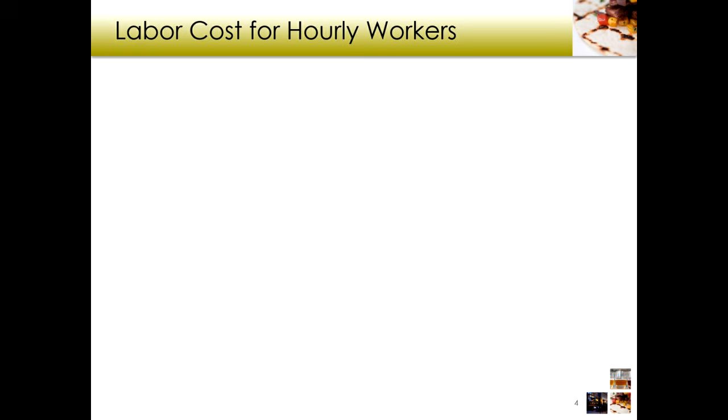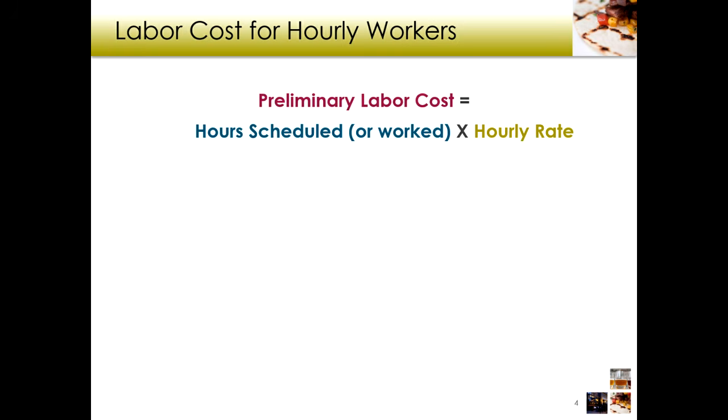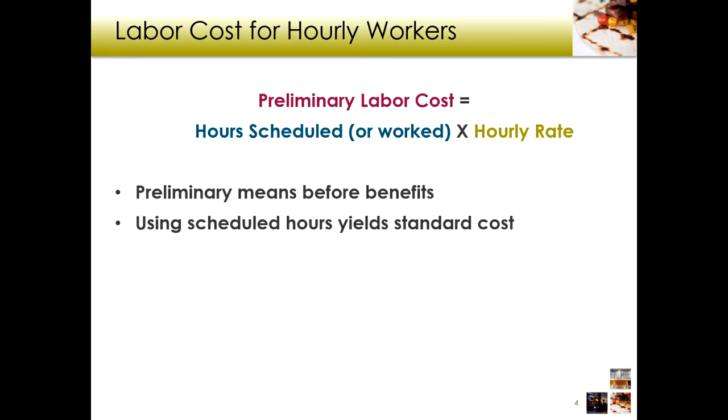So how do we calculate labor cost for hourly workers? Well, first we do something called our preliminary labor cost. And that's simply the hours they worked times the hourly rate, right? Preliminary means before benefits. So before we've paid them medical, dental, things like that, which cost us money on top of their hourly rate, we want to first calculate their hourly rate, right? We use our scheduled hours, which yields our standard cost, and then the actual hours are going to yield our actual cost, right? The actual amount of time they worked, okay?